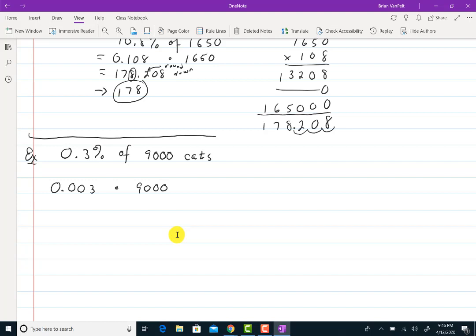So I want to do 9,000 times 3. And I'll get 0, 0, 0, then 3 times 9 is 27. Now what I want to do is move my decimal left 3 places. 1, 2, 3. And that'll equal 27. But don't forget cats.